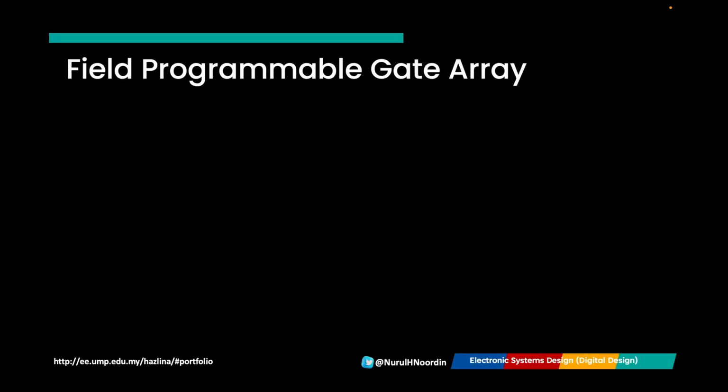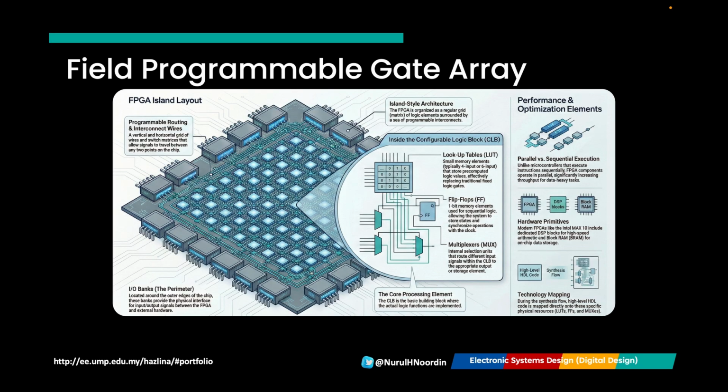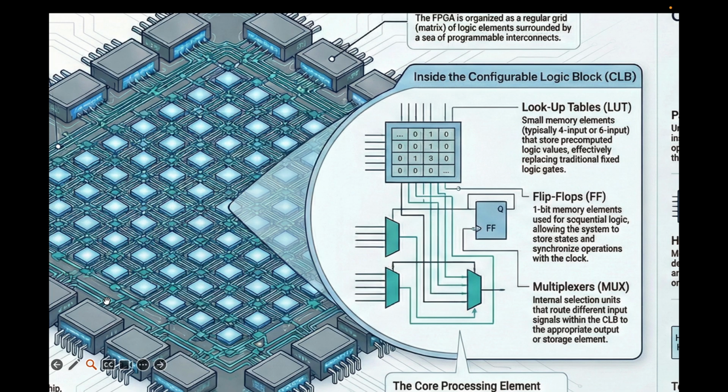FPGAs are incredibly powerful and highly flexible, but what actually makes them tick? Today, we are pulling back the curtain to explore the internal architecture of a field programmable gate array. At the heart of an FPGA, arranged in a massive grid, are the configurable logic blocks, CLBs. Think of these as the core processing elements of the chip. They are responsible for implementing all of your digital logic functions.